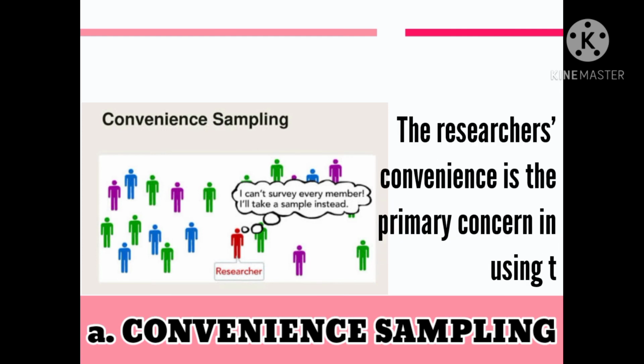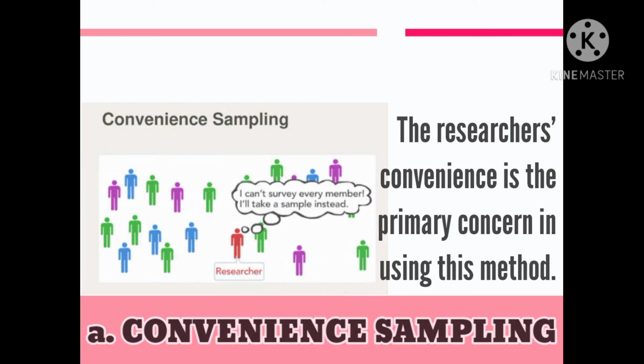The researcher's convenience is the primary concern in using this method. For instance, if the convenience of having internet connections will be considered, not every element of a population is given the chance to be chosen as a sample, since not everyone has access to this technology. A convenience sample simply includes the individuals who happen to be most accessible to the researcher. This is an easy and inexpensive way to gather initial data, but there is no way to tell if the sample is representative of the population, so it can't produce generalizable results.